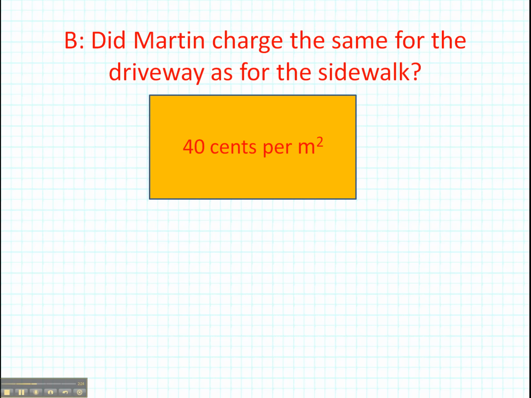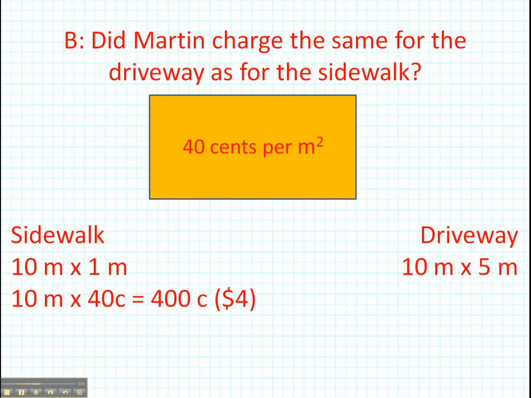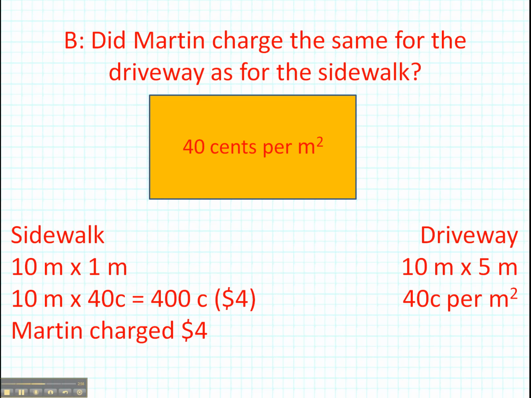Question B is, did Martin charge the same for the driveway as for the sidewalk? So we know that it was 40 cents per meter squared. The sidewalk is 10 by 1 meters. The driveway is 10 meters by 5 meters. We'll check our answer by multiplying 10 meters by 40 cents. That's what it costs to do the 10 by 5 driveway. If we do that, we find that 10 times 40 equals 400. That's how many cents, and it converts to $4, and so we find that Martin charged $4. That's proving that it did cost 40 cents per meter squared because he charged his client $4 for that sidewalk initially.